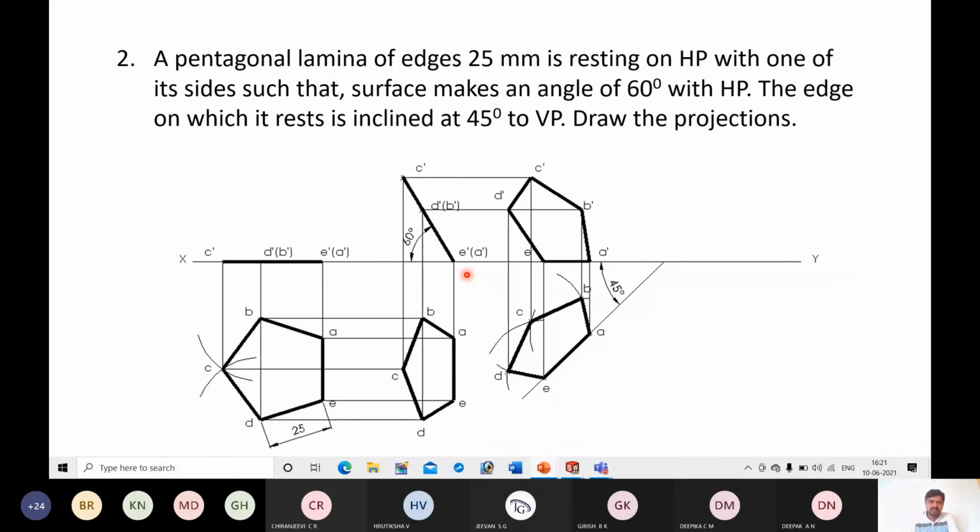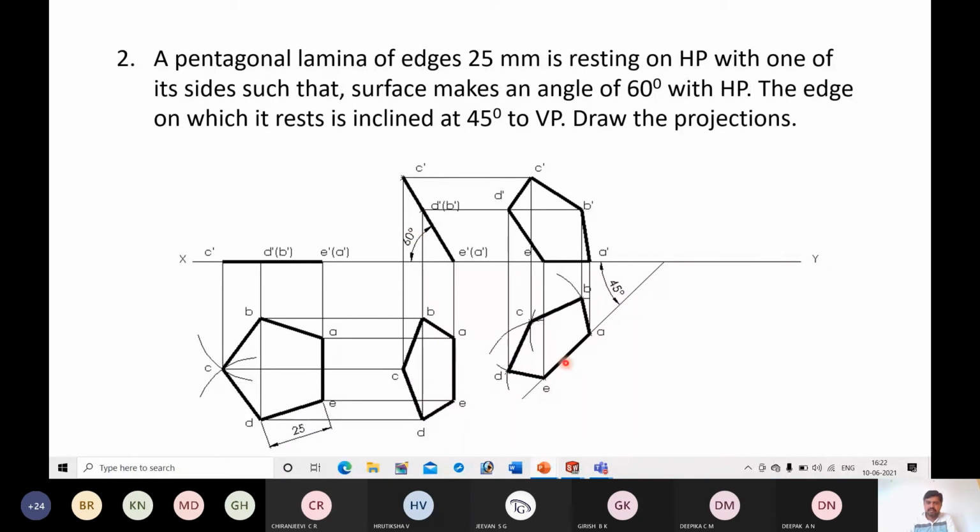Next, same data, the only difference is that instead of a triangular lamina you have a pentagonal lamina. Initially draw a pentagon using the interior angle method, which I already told you how to draw. I already shared a link of the video also, you can watch that if you don't know how to draw a regular pentagon. First draw the pentagon top view like this, consider the resting edge towards the right. Then draw the front view. Next, using this front view we are going to get this.